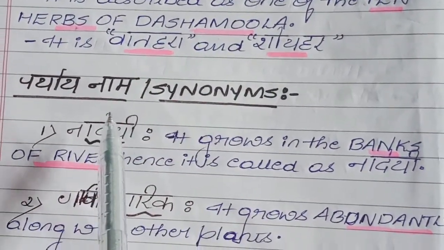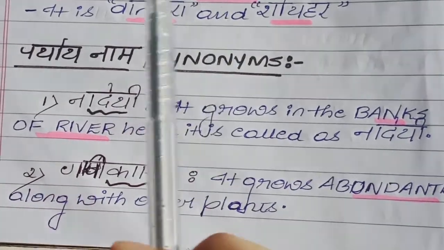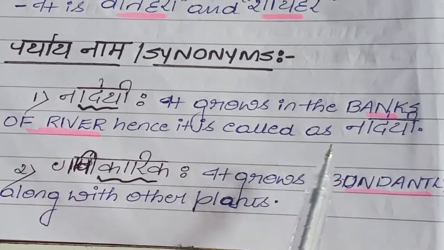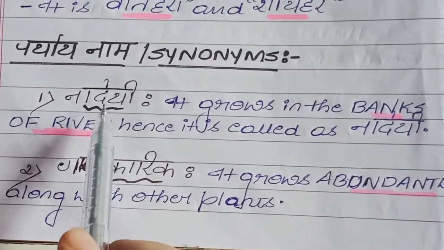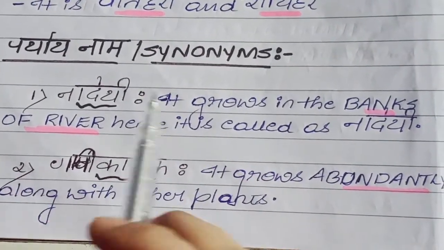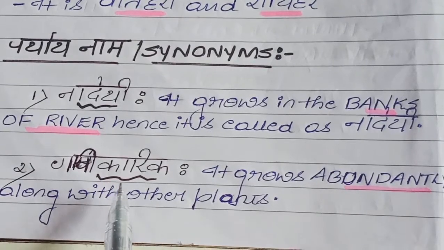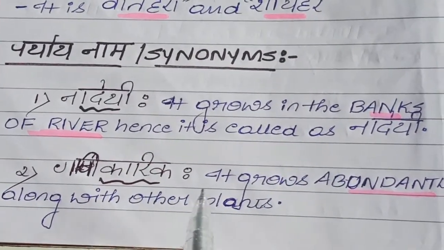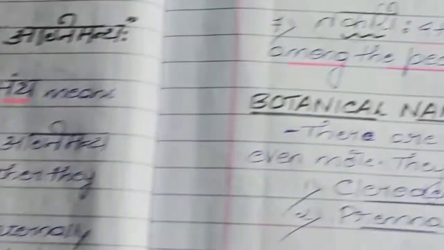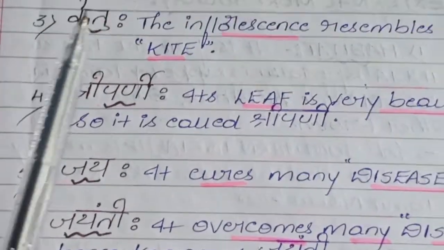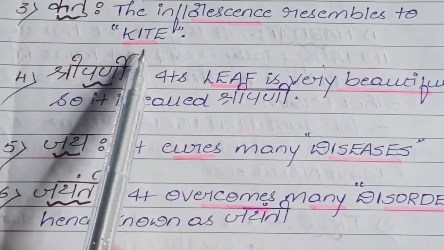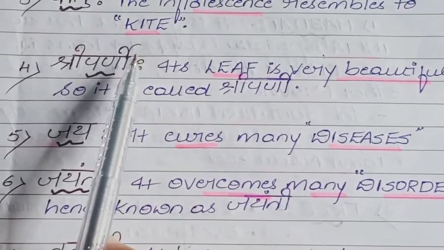Coming to its Paryayanama or synonyms. Nadeya: it grows on the banks of the river, hence it is called Nadeya. Second synonym is Ganikarika: it grows abundantly along with other plants, hence it is known as Ganikarika. Ketu: the inflorescence of the Agnimantha resembles a kite, hence it is known as Ketu.